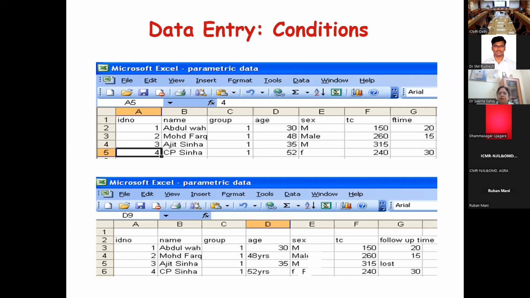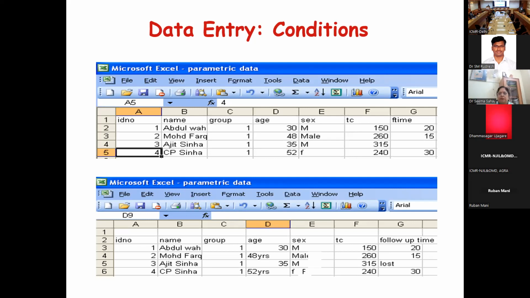I have seen even for big studies, people enter their data in Excel, right? But I would discourage using Excel for big studies. So there is another option, I will tell you that. But if your study is small and you're entering data in Excel, there are some rules.